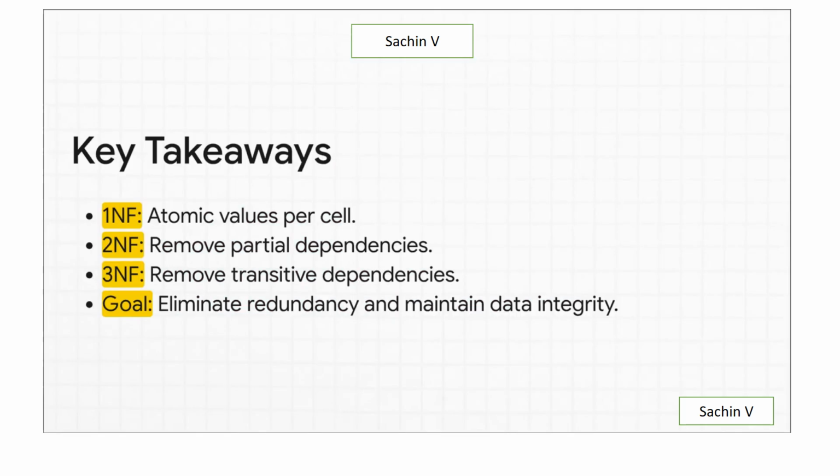So let's just quickly recap the fundamentals. First normal form, one value per cell. Simple. Second normal form, make sure your data describes the whole key, not just a part of it. Third normal form, get rid of those indirect roundabout dependencies. But the goal, the whole reason we do this is always the same. Eliminate repetition and protect the integrity of your data.